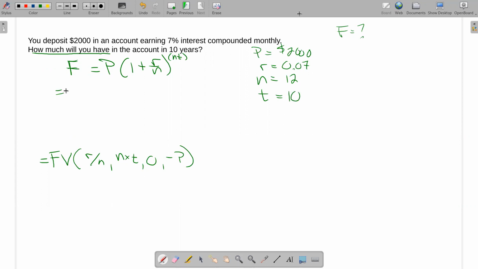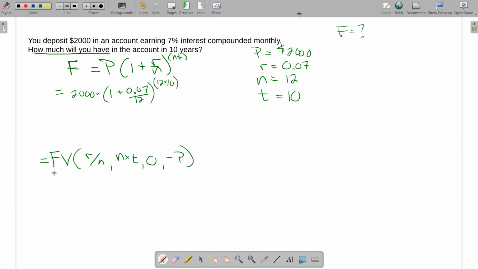So for the standard compound interest formula, we're going to have 2,000 times 1 plus our 7/100ths, 7% over 12, because we're getting interest monthly, and then the power needs to be 12 times 10.